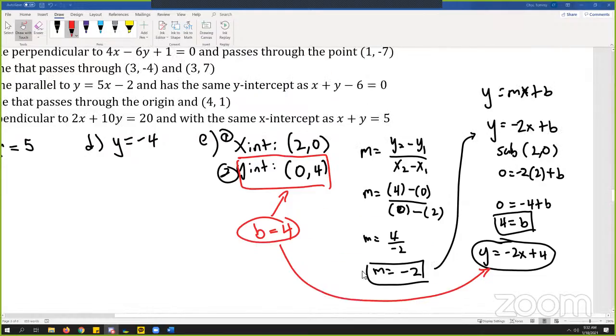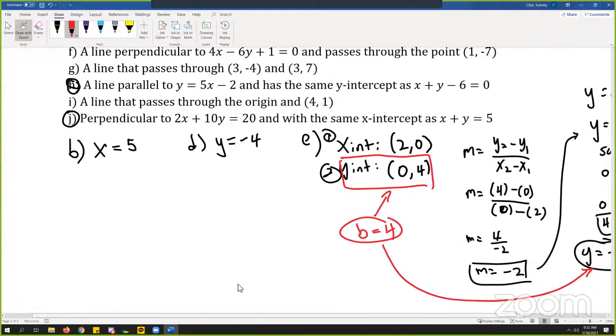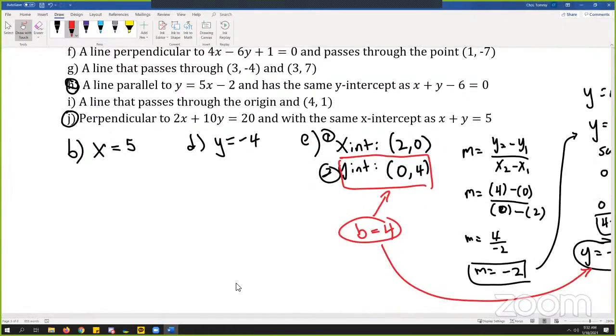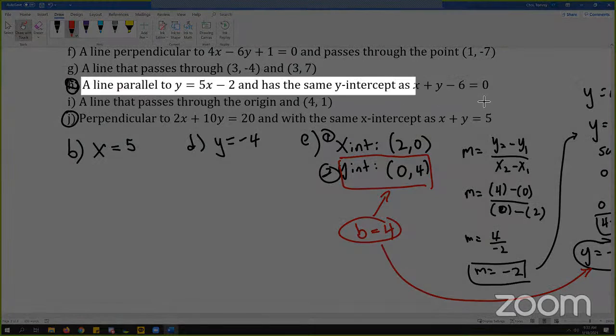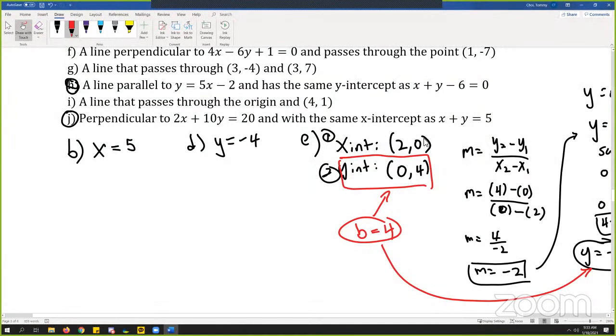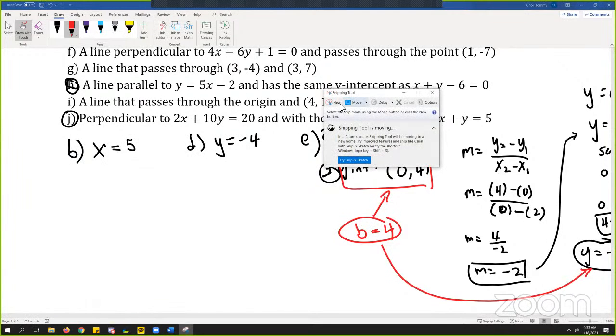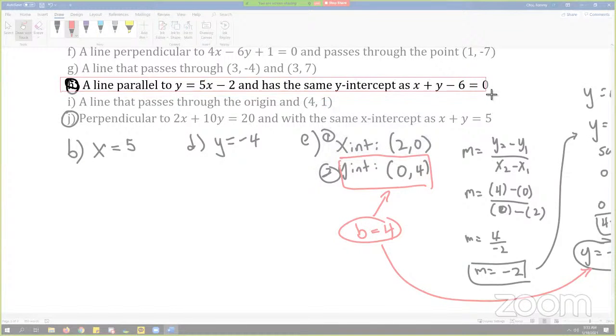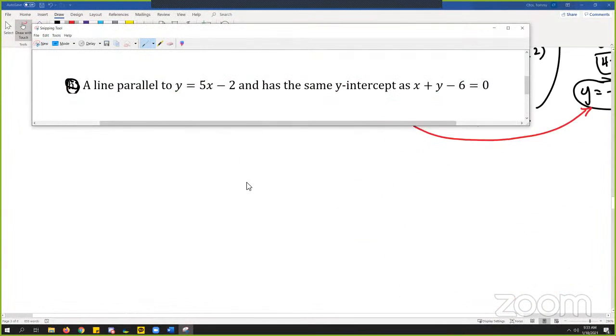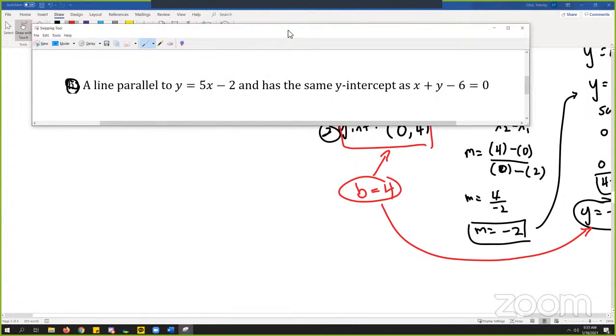Okay. Moving on. Question E is complete. We're going to H and J. So H, line is parallel to y equals 5x minus 2, and same y-intercept as x plus y minus 6 equals 0. So I'm going to quickly snip this so that we have it as reference here. Where's my snipping tool? So we're going to snip this here. Keep that as reference as we scroll down and work over here. Put it on my second monitor so I can see it.